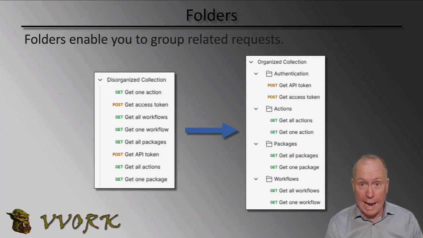And I've dragged individual REST requests into each of those folders. So the first two requests, called Get API Token and Get Access Token, are related to performing authentication. On the other hand, down on the bottom, Get All Workflows and Get One Workflow are REST requests that I'm using to look up one or more workflows on an orchestrator server.